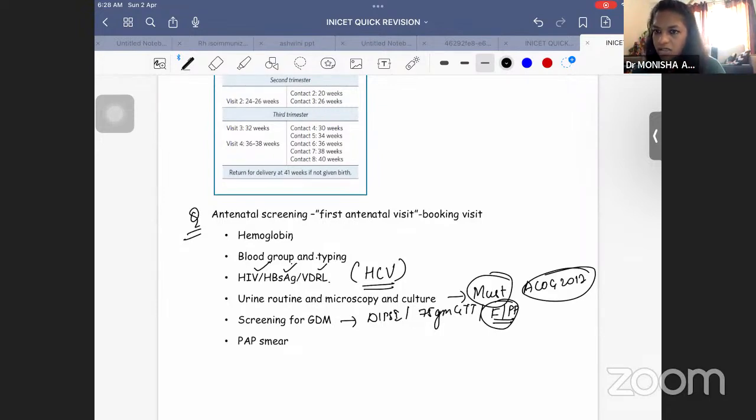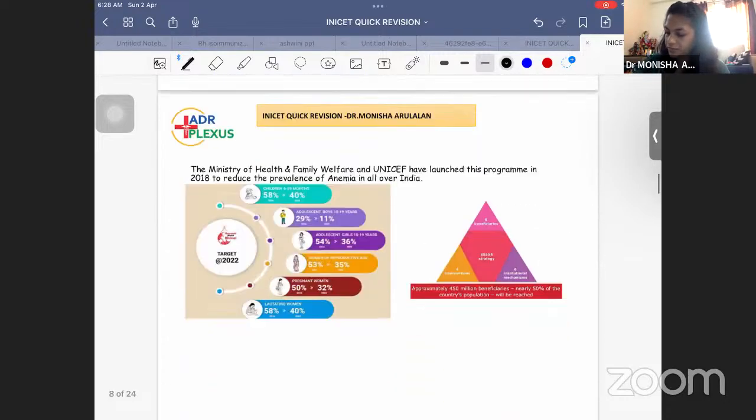Another very important thing is that cervical eversion occurs during pregnancy. It's a very ideal or apt time to take a pap smear. So pap smear is also done at the first visit, especially if they come in the first trimester.